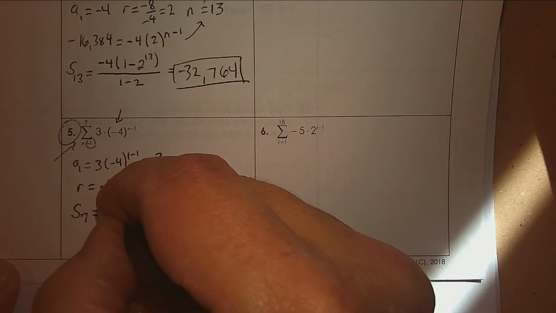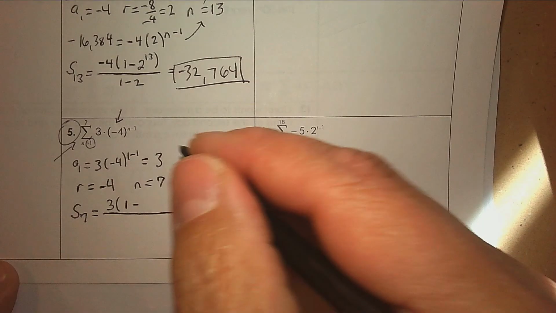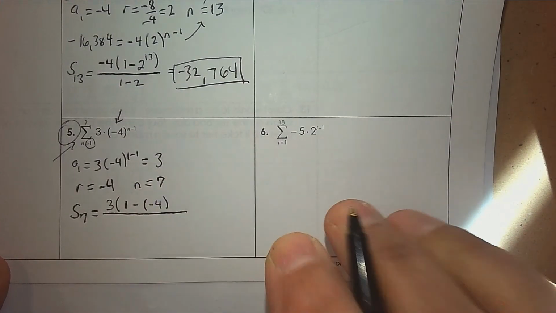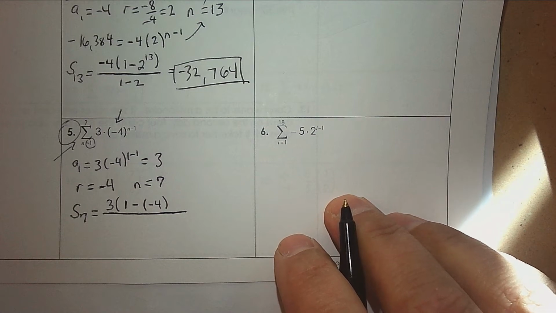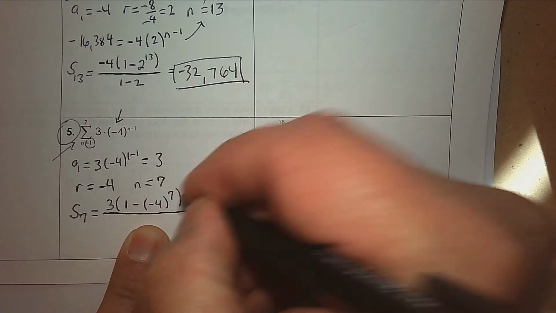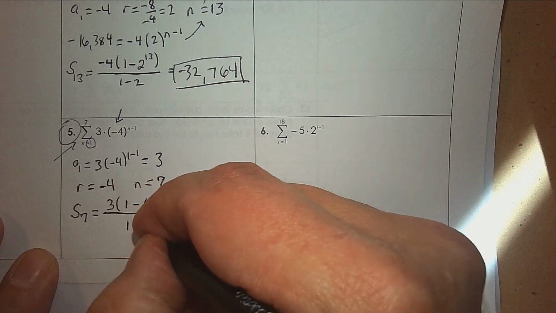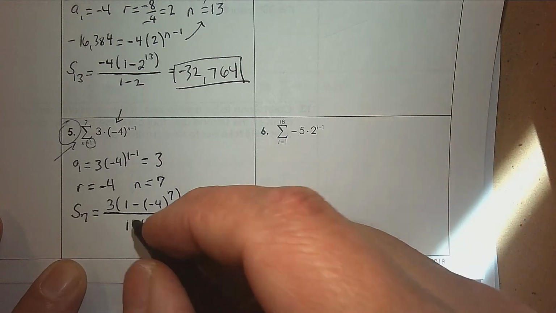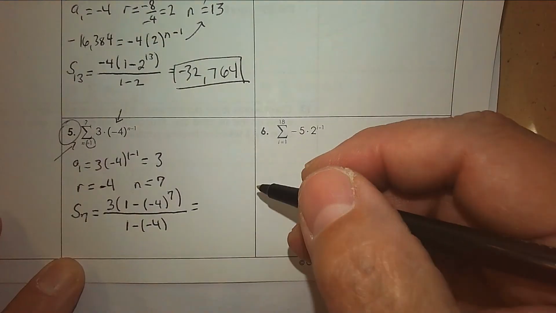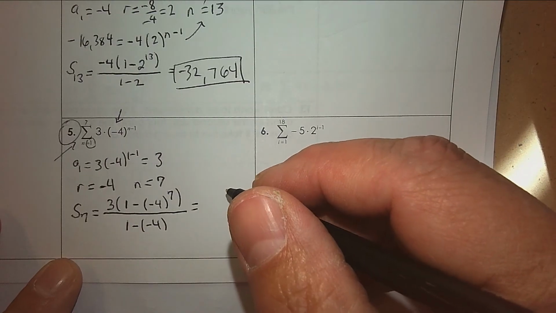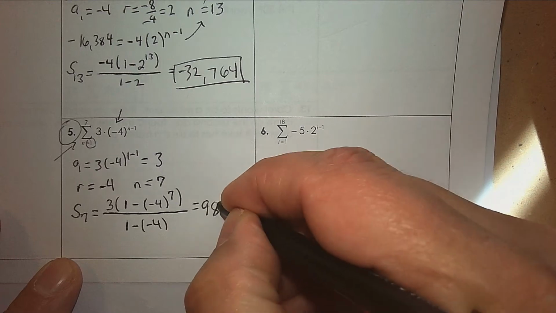So A1 is 3, and then 1 subtract. Now, for this one, you need parentheses around the negative 4. If you have a negative number that's the base, you need parentheses around that base. So negative 4 needs parentheses, and then the exponent is 7, and then the denominator is just 1 subtract negative 4. It's okay if you decide that you're just going to put in 5 in the bottom. Make it easier. Use your calculator. What is the sum of that? So type it in. I want to see if you did it correctly.